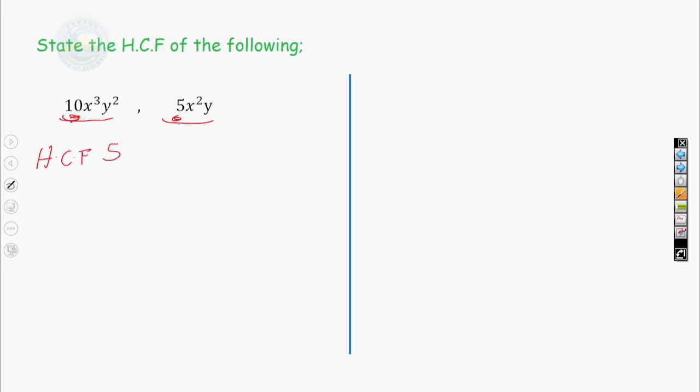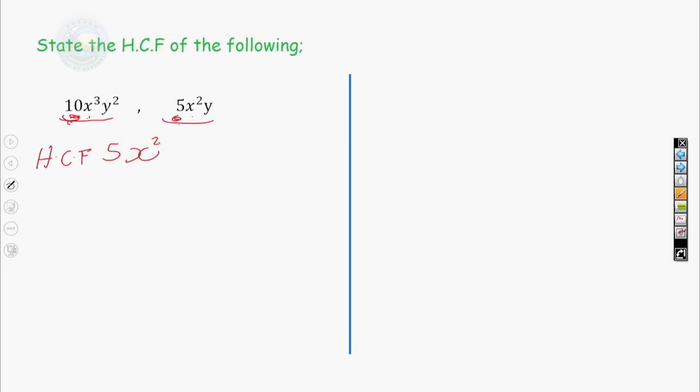We then look at our variables, doing a variable analysis, variable by variable. After the 10, we have x cubed. Let's check. Is x common in both terms? This is x cubed. Yes, there's an x here as well. So x is common. We did say that the contributor to the highest common factor is the one with the lowest power. So here it is going to be x squared. And let's look at our y's.